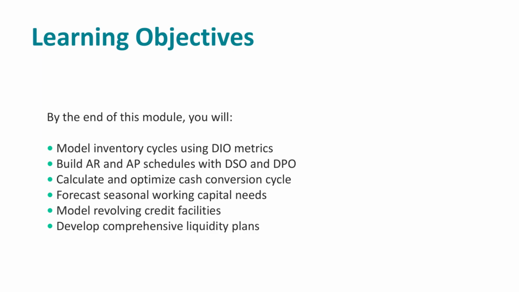By the end of this module, you will be able to model inventory cycles using DIO metrics, build accounts receivable and payable schedules with DSO and DPO, and optimize the cash conversion cycle. We will also cover seasonal funding needs and liquidity planning to ensure you can forecast cash needs accurately for any organization.